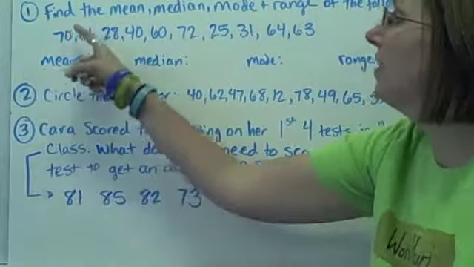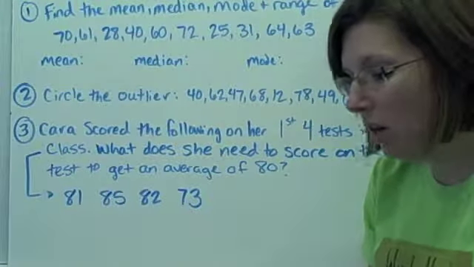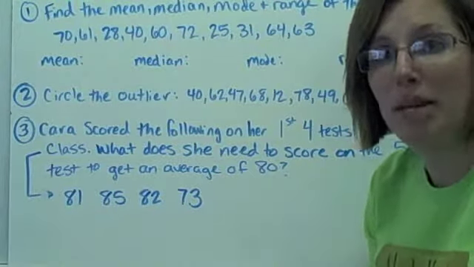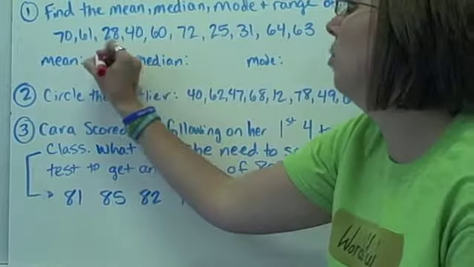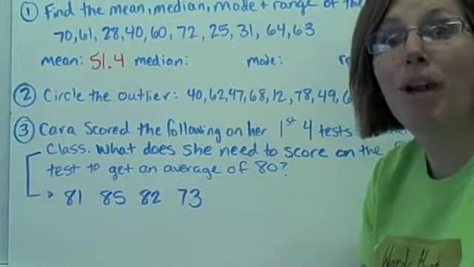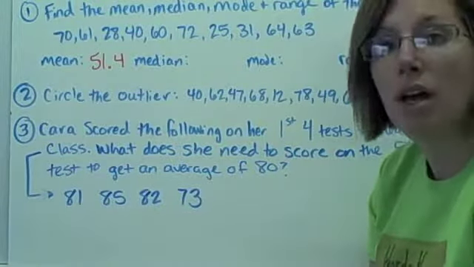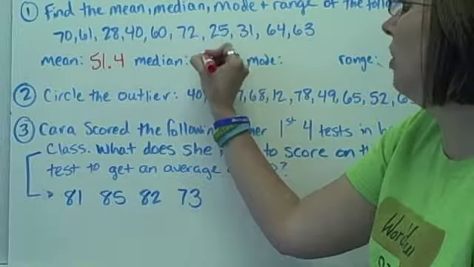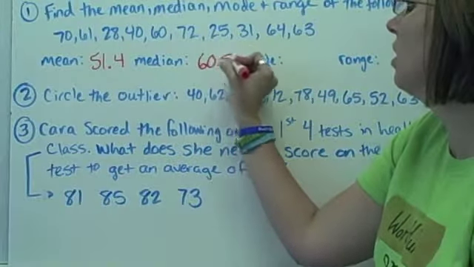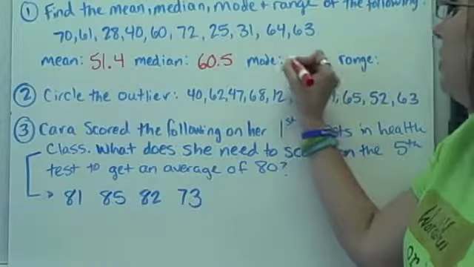Number 1, find the mean, median, mode, and range of the following. Well, the mean, when you add up all the numbers and divide by how many there are, is 51.4. The median, when you put all the numbers in order and find the middle number, you'll actually get 60.5. The mode, there is actually no mode, so I need to write none.